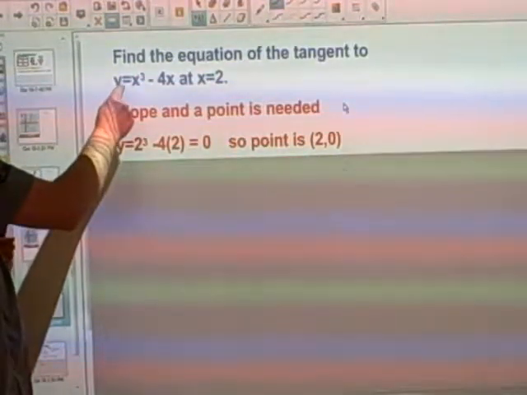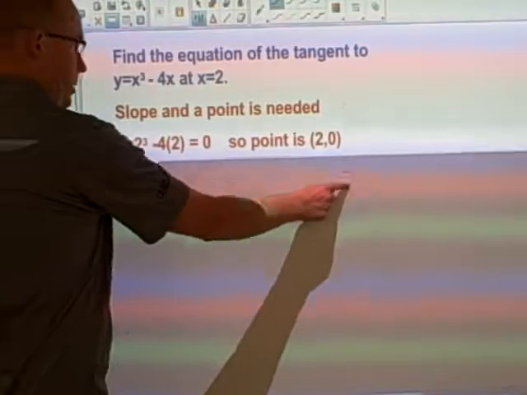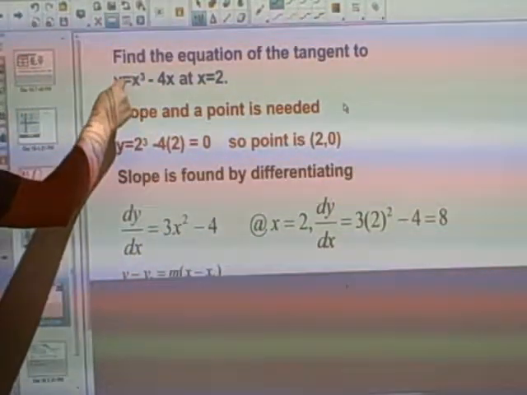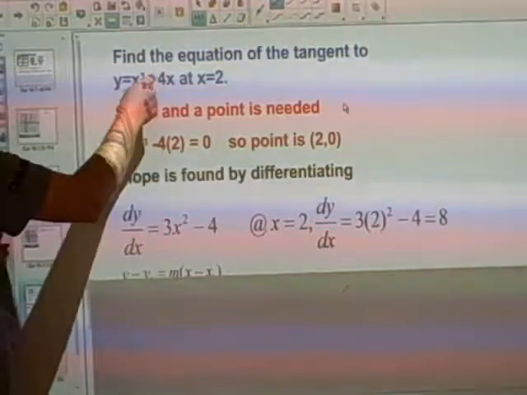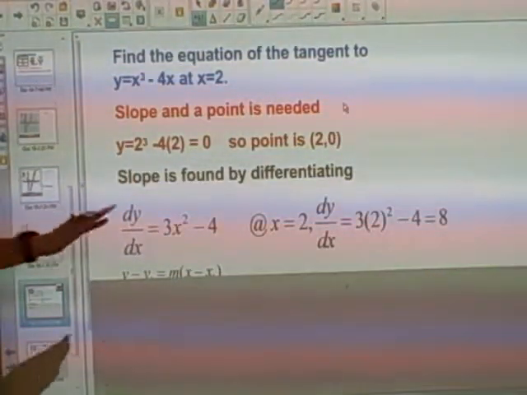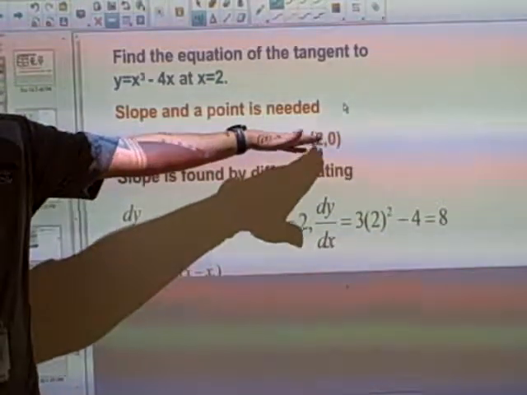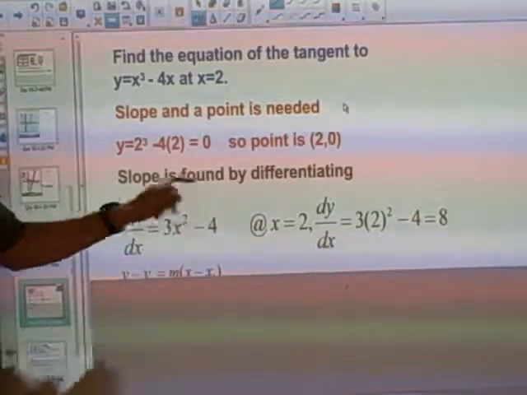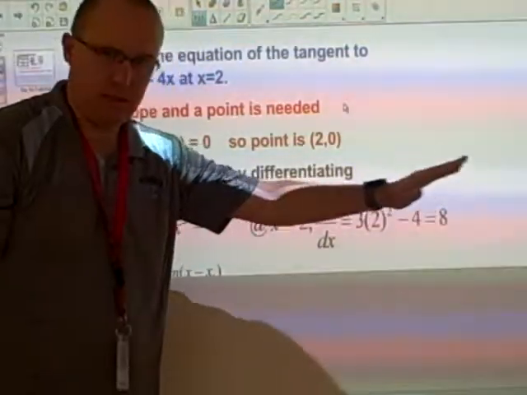So this is bringing the power to the front, decreasing the power by 1. So 3, bring it to the front, decrease the power by 1. Differential of 4x is just 4, as you saw in those easy examples earlier. Now we want to know the slope when x is 2. So we just plug 2 into this formula here. So 3 times 2 squared minus 4, and we got our slope.